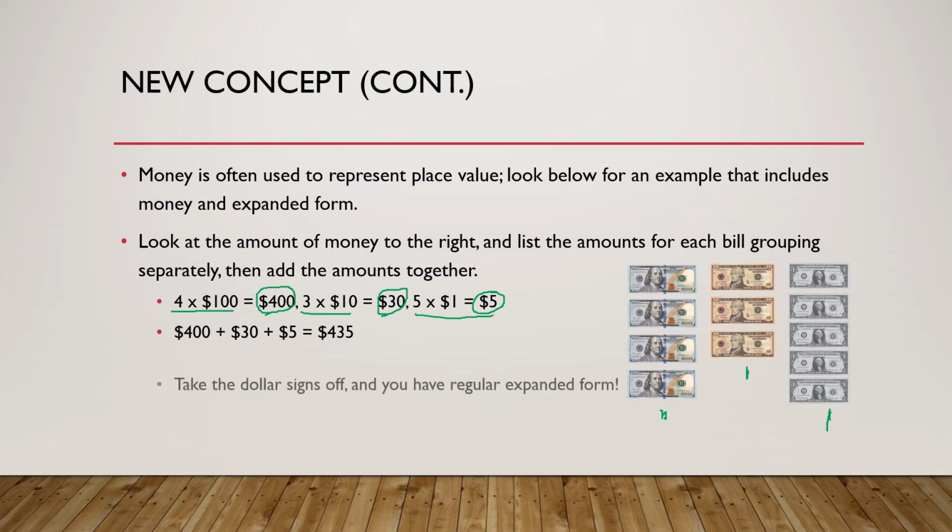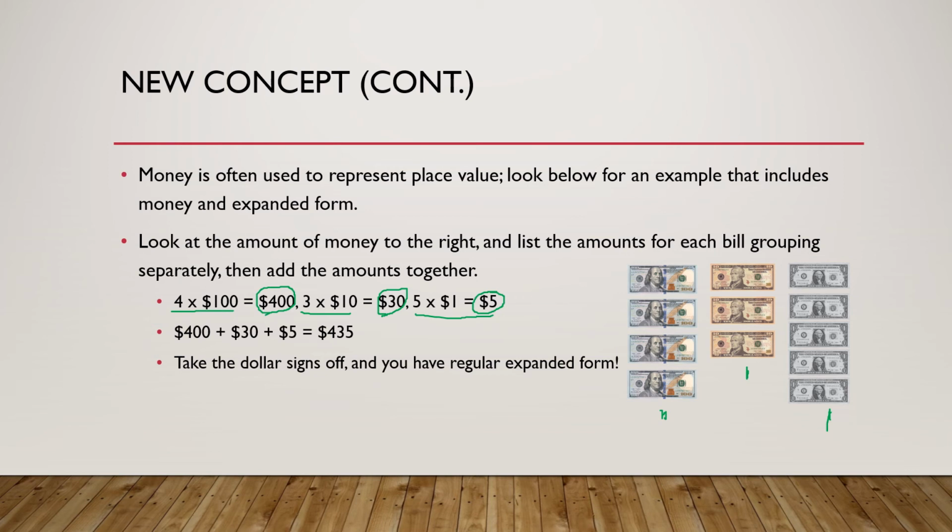That's exactly how it works with expanded form. All you do is take the dollar signs off and you've written 435 in expanded form. There it is. So sometimes it helps to think of expanded form like you're talking about money.